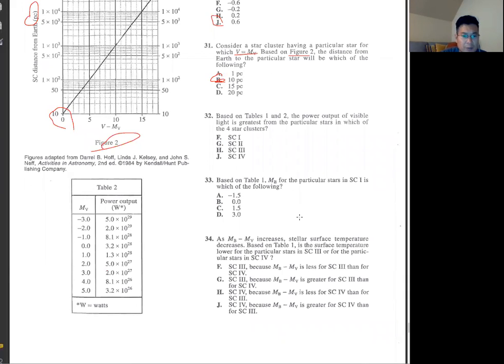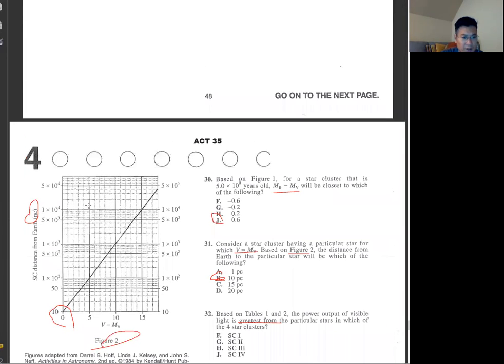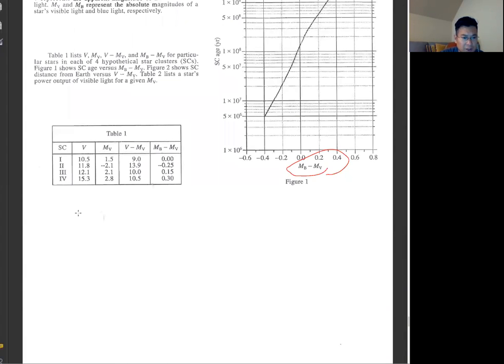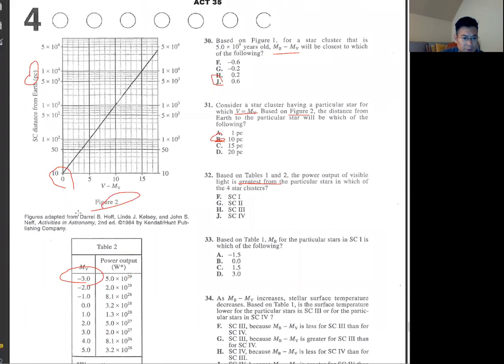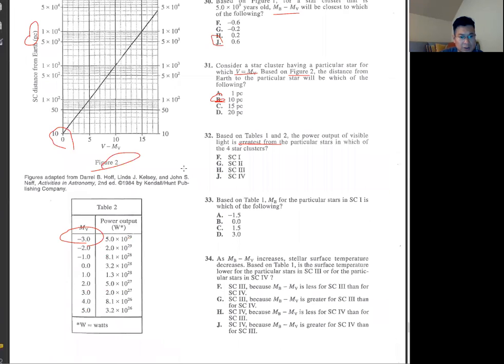And then based on tables 1 and 2, the power output of visible light is greatest from the particular stars in which of the 4 star clusters? So the power output is greatest when you see that MB is lowest. That's the greatest. So if you go to table 1, MB is lowest at this one. So cluster 2 is the lowest. That's why it is G.